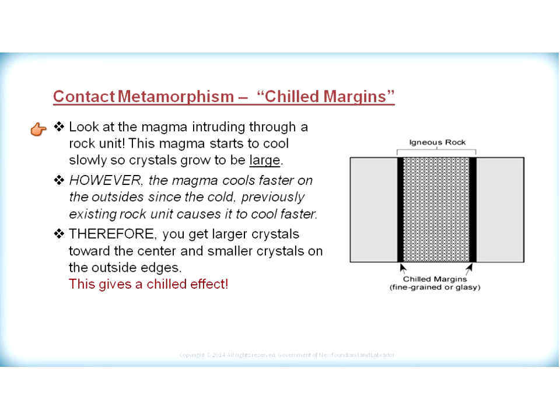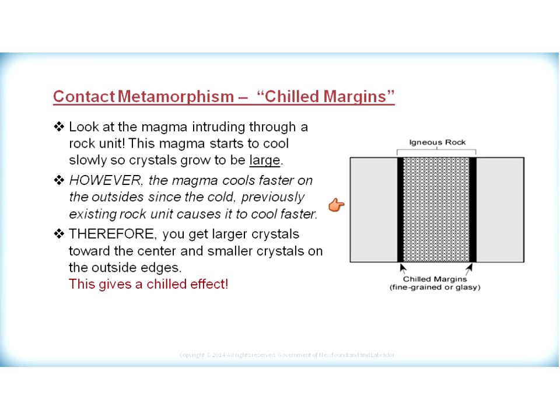When we look at the magma intruding through rock units, the magma starts to cool slowly, so crystals grow to be large. However, the magma cools faster on the outsides since the cold, previously existing rock unit causes it to cool a little faster. Therefore, you get larger crystals toward the center and smaller crystals on the outside edges. And this gives a chilled effect, which is what we refer to as chilled margins.